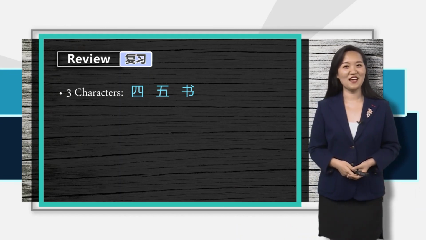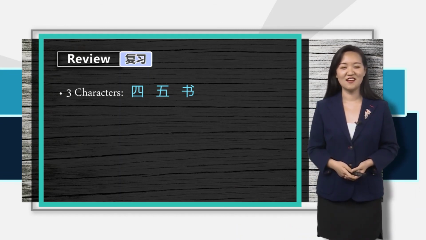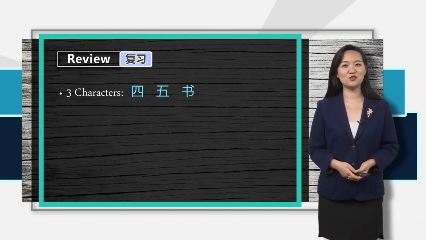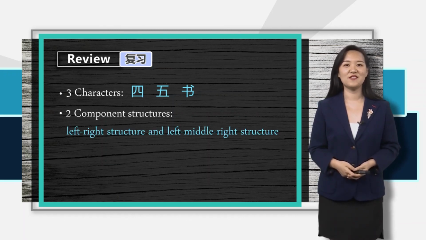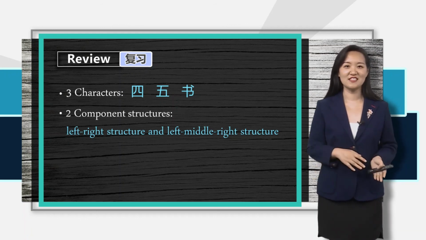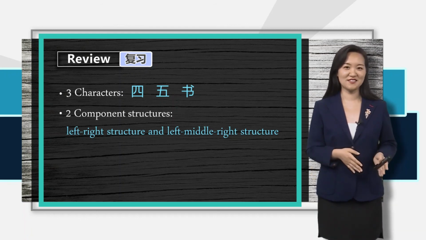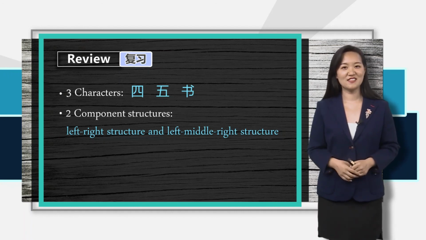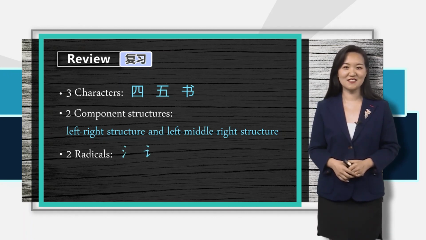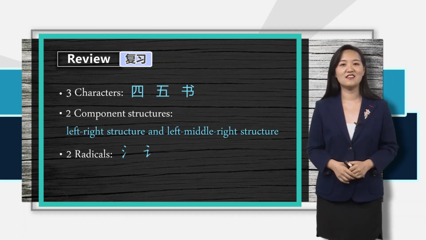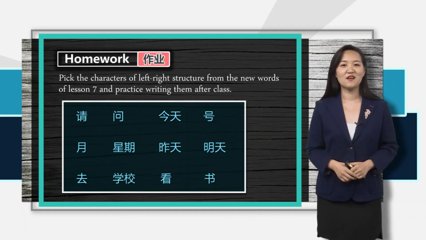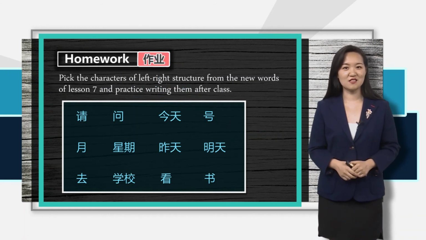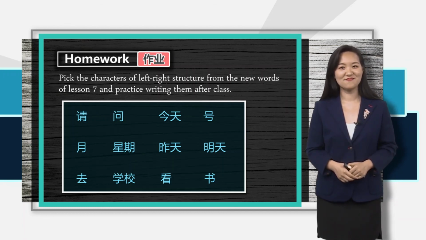Okay, today we have learned 3 new characters, 4, 5, and 书. We have also learned the 2 structures, left-right and left-middle-right structures. Last but not the least, we have learned 2 radicals, 三点水 and 言字旁. Okay, please pick the characters with left-right structures that we have just learned in Lesson 7 and try to write them down after class. Okay, see you next time.